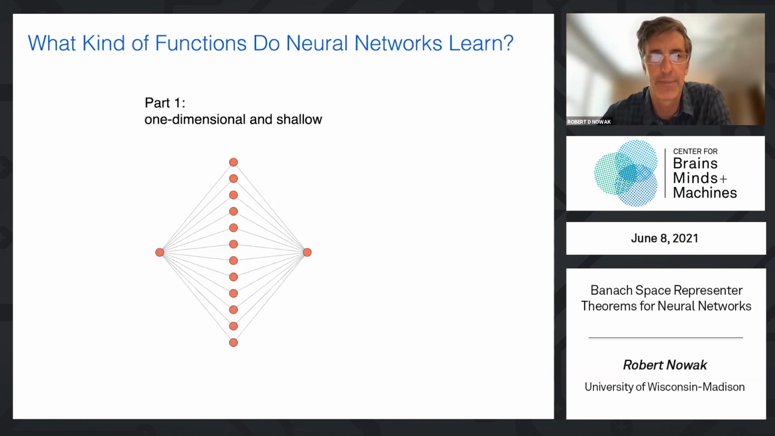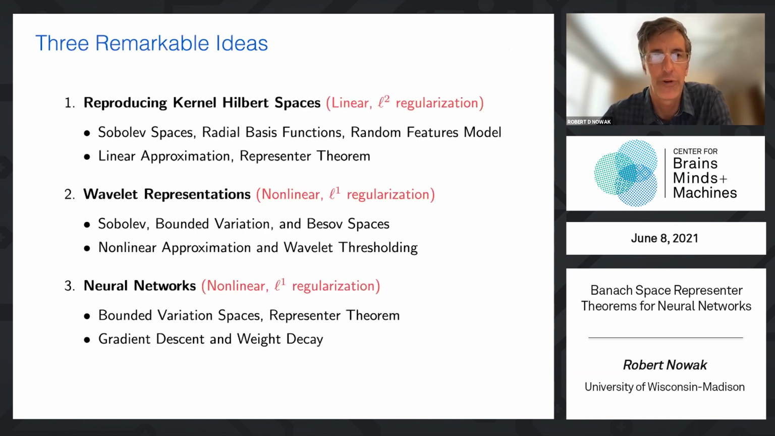So let's start with the one-dimensional and shallow case. The way I want to begin is to tell you what I think are 3 of the most remarkable ideas in the history of data science. One is the reproducing kernel Hilbert space idea. Another is wavelet representation, something I've also worked a lot on over the years. And finally, neural networks are the 3rd really remarkable idea. What I'll show you in this introductory part of the talk is that wavelets and neural networks actually share a lot in common, and they're distinct from the way that reproducing kernel Hilbert space methods work.